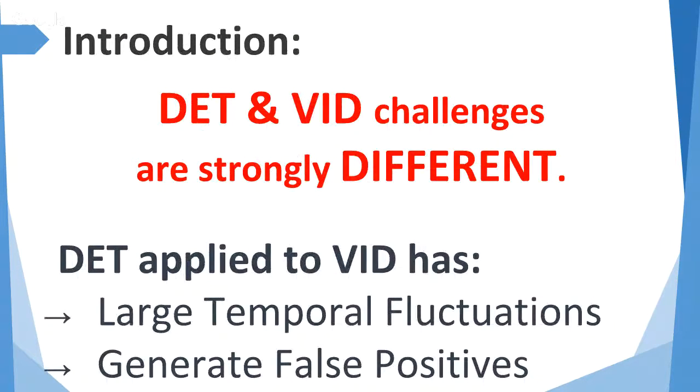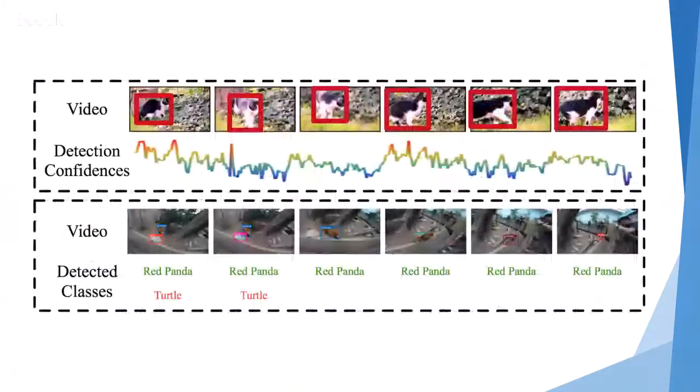Introduction: object detection and video detection challenges are really strongly different, because detection applied inside the video has a large temporal fluctuation and generates false positives, as we can see. During detection of the object inside a single frame, we have a great fluctuation because the detector doesn't know about the temporal properties of the nearest frames. It can also find false positives because it doesn't have contextual information in the algorithm. This is the detection, not the video.